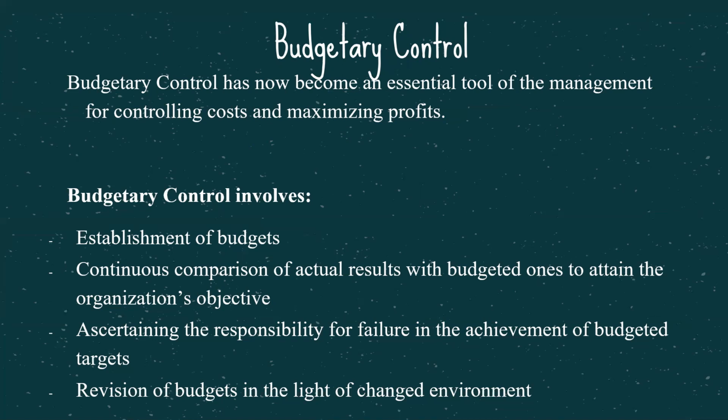Budgetary control involves establishment of budgets. Obviously, you first make the budget, then continuous comparison. This is the single most important line in this video: comparison of actual results with the budgeted ones to attain the objective. So you have to constantly keep checking.